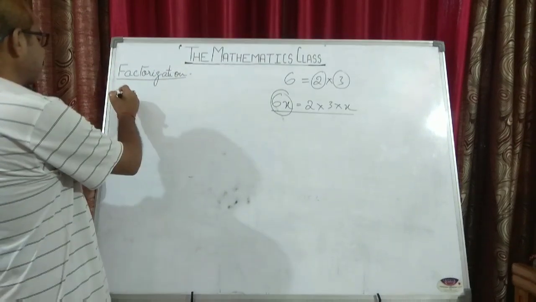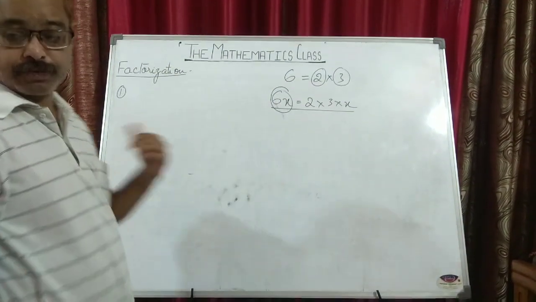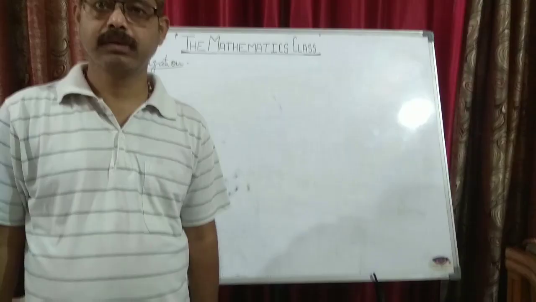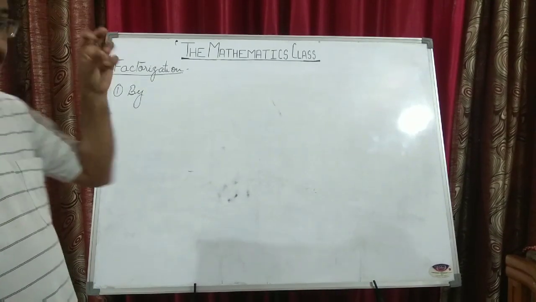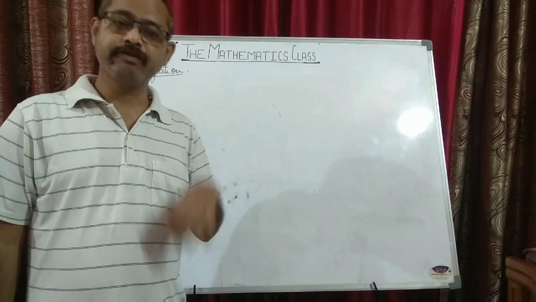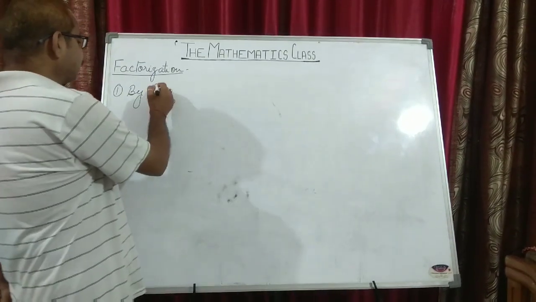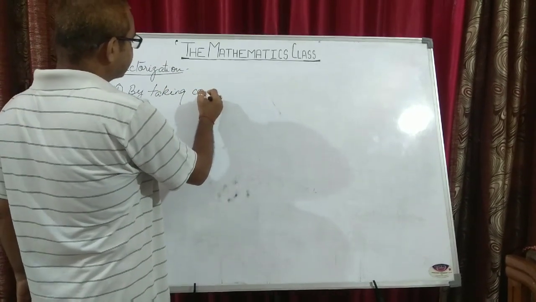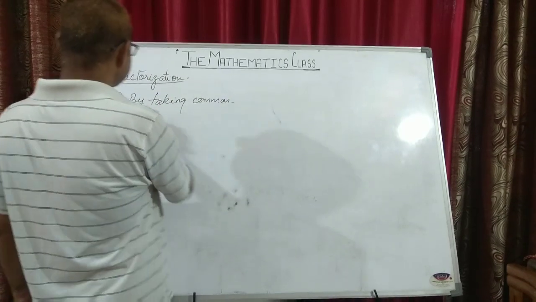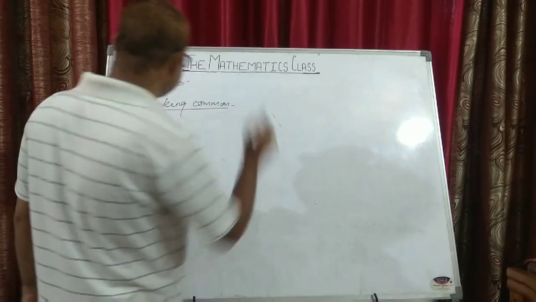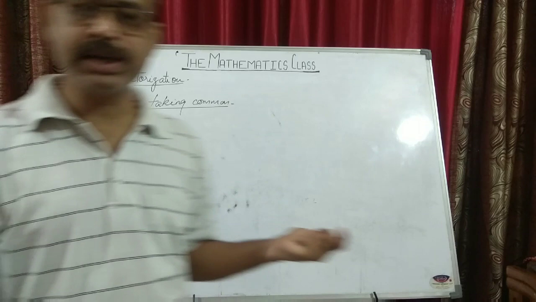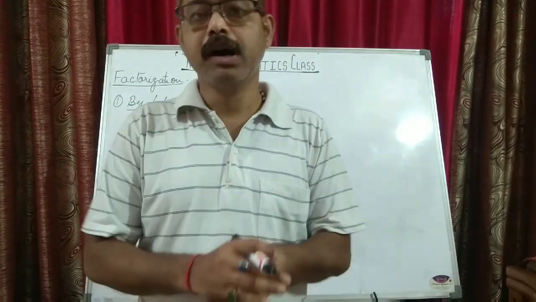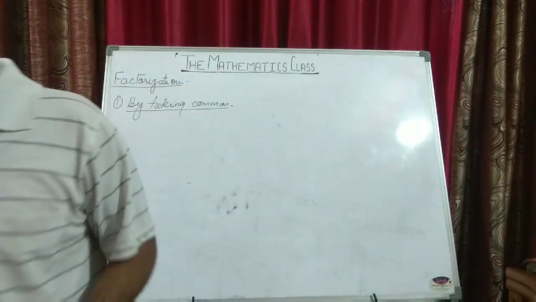Now there are different types, we will be discussing different types. First type is finding factors or factorization by taking common. By taking common means some algebraic expressions will be given to us and we have to take common and break the whole expression into the possible smallest parts.